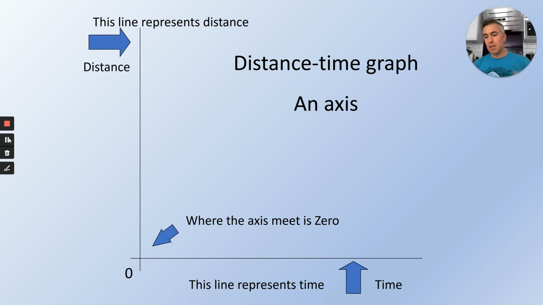Where they meet is 0. This is our reference point. This is our starting point. So 0 is the origin. So add these labels to your diagram. Pause. Add these labels. You're going to add more in a minute.